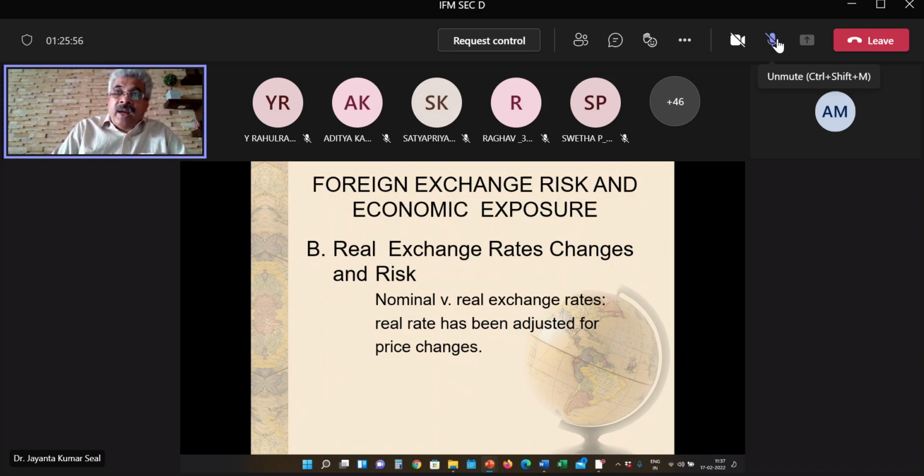In fact, if you remember correctly, when we did those parity conditions, we predicted the forward rate on the basis of real exchange rate, and also on the basis of nominal exchange rate. When we did it on the basis of real interest rate, that becomes actually the real exchange rate. So one needs to see which one is changing.